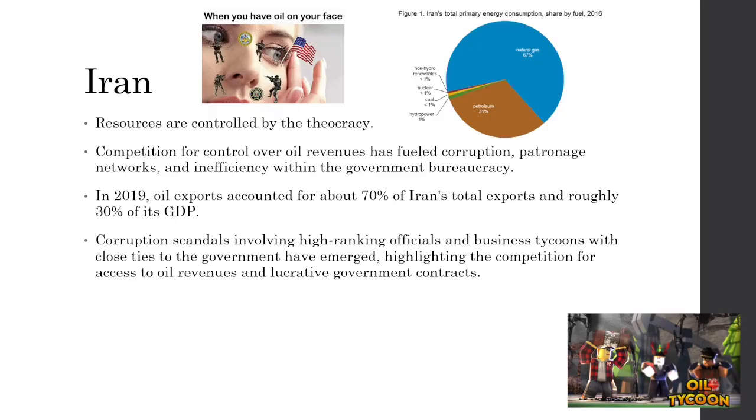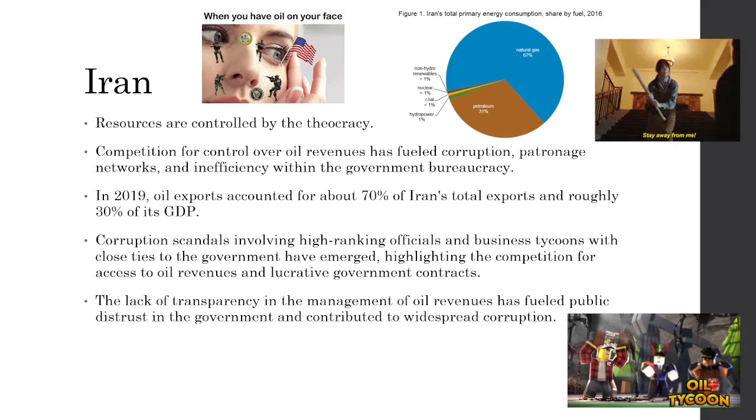Corruption scandals involve high-ranking officials and business tycoons, as well as other close ties with the government. And this highlights the competition for access to oil revenues to fuel more corruption and lucrative government contracts. The lack of transparency in the management of oil revenues has fueled public distrust, which means that government legitimacy and accountability is lowered. And this has also contributed to widespread corruption.